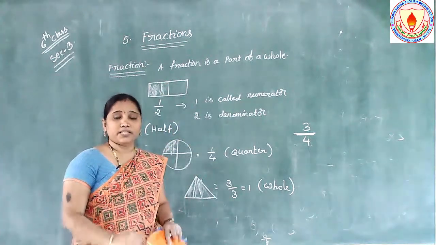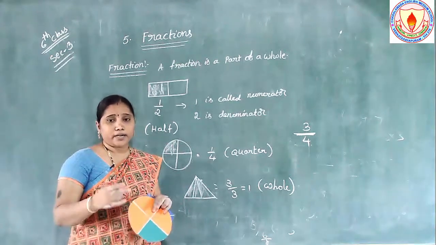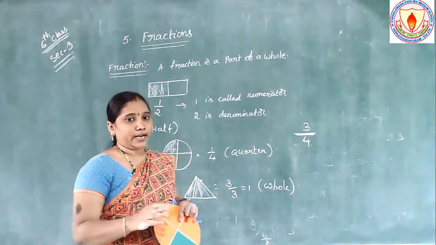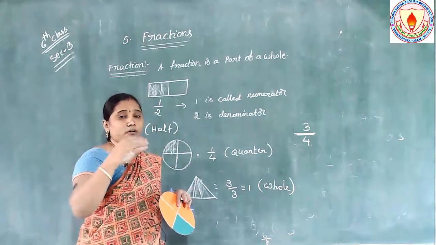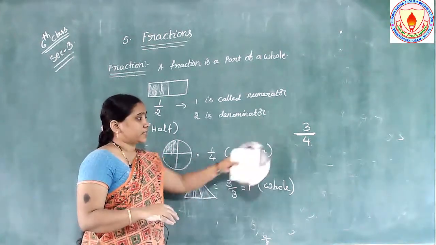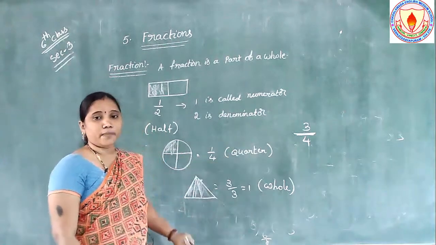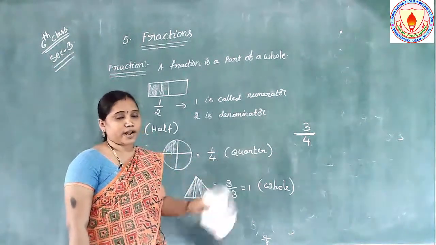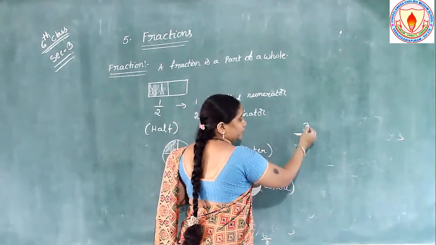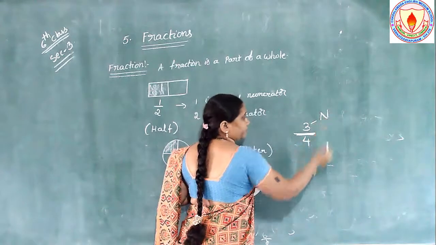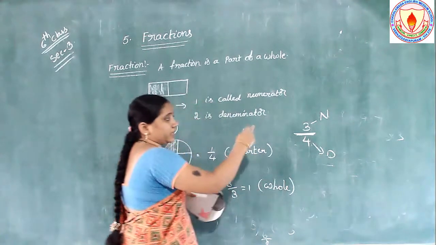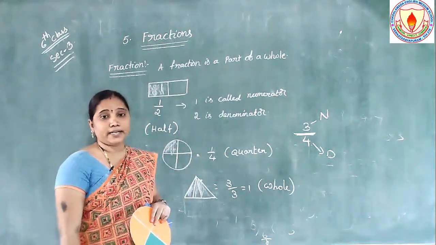So what does fraction mean? A fraction is a part of a whole. There are two parts. What are the parts? Numerator and denominator. The number above the line is called the numerator, and the number below the line is called the denominator. Suppose here I am writing 3 by 4. 3 by 4 is a fraction. In this 3 by 4, which is the numerator? The above number is called the numerator. The number below the line is called the denominator. Remember these two definitions, numerator and denominator.